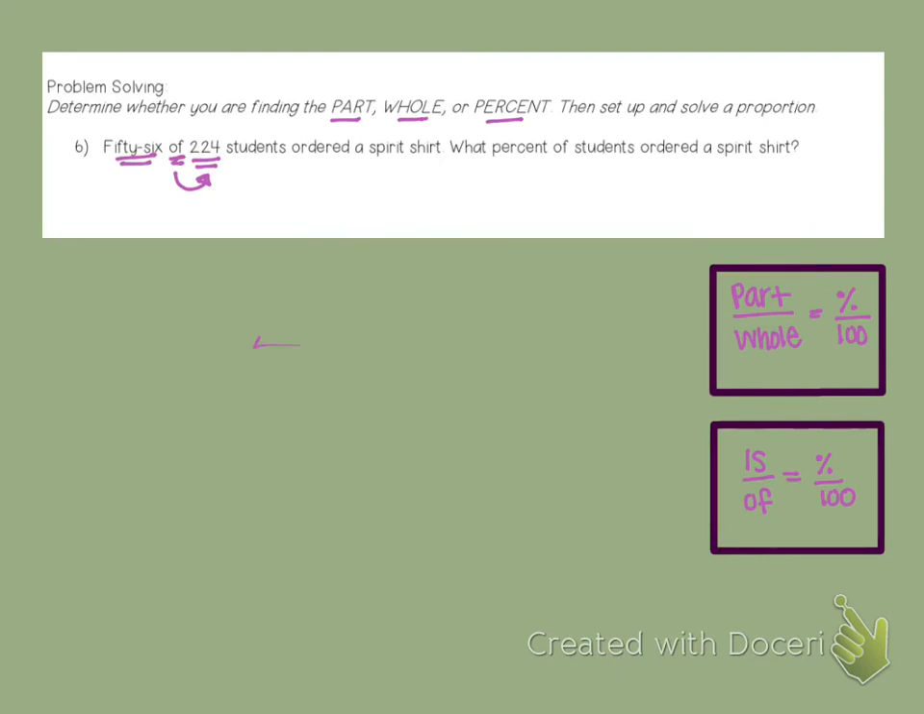To me, we have a part and a whole. 56 of the 224 students, that is a part of the students, right? What percent, so this is our X, of the students ordered a spirit shirt. Okay, so go ahead and set up your proportion, and then press play when you have finished.